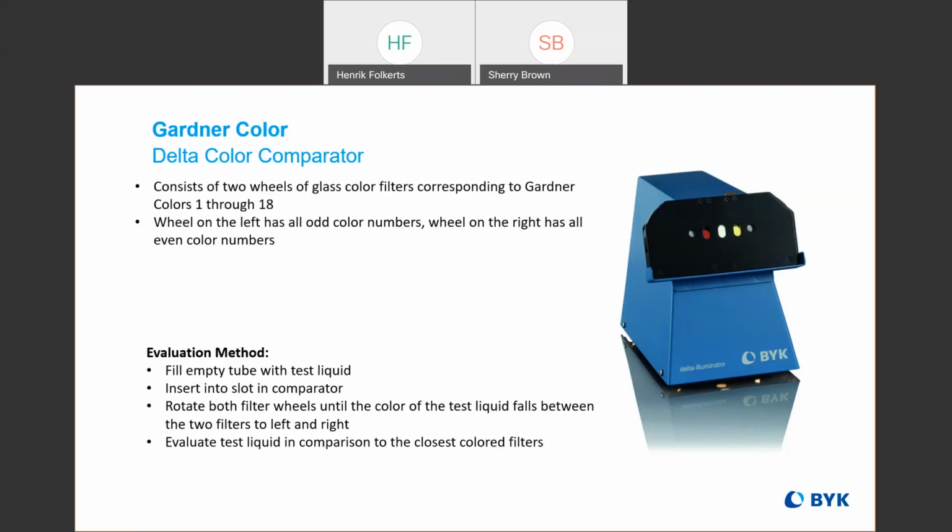But once you find those two colored filters that most closely match the test liquid, or that the test liquid falls in between, you then evaluate your test liquid in the same way as a 7.5, 7+, 8-, whatever it may be.